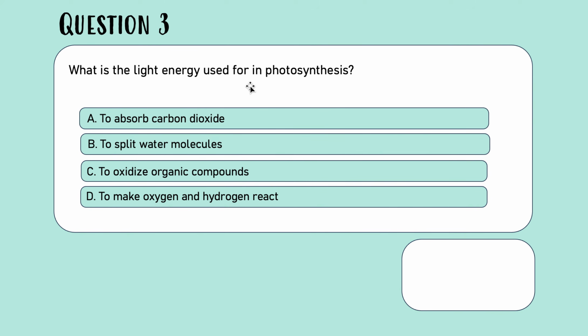What is the light energy used for in photosynthesis? To absorb carbon dioxide? No. To split water molecules. Yes, remember the light energy will split the water molecules in the thylakoid. Okay, cool. It's going to be B.